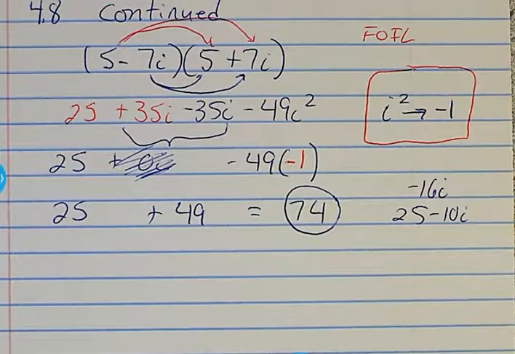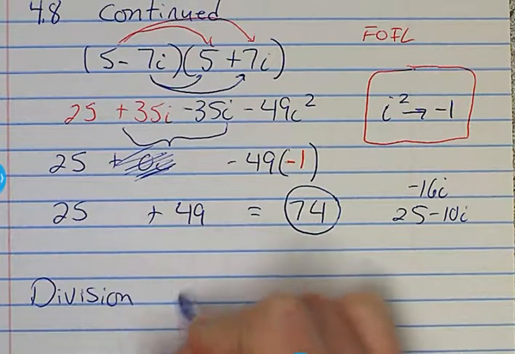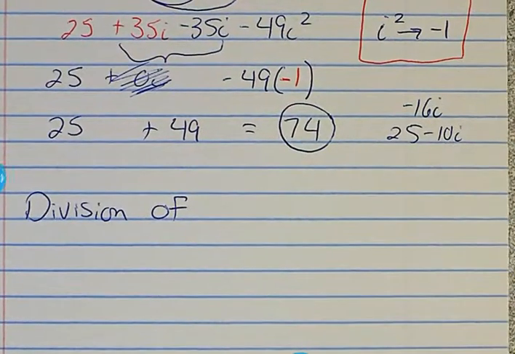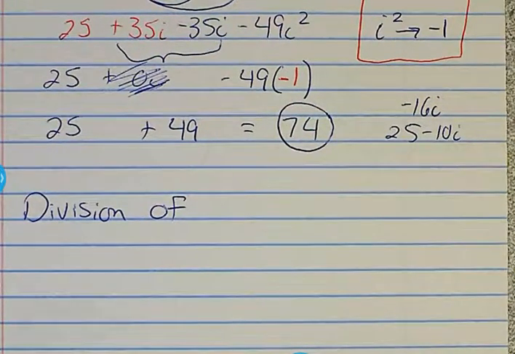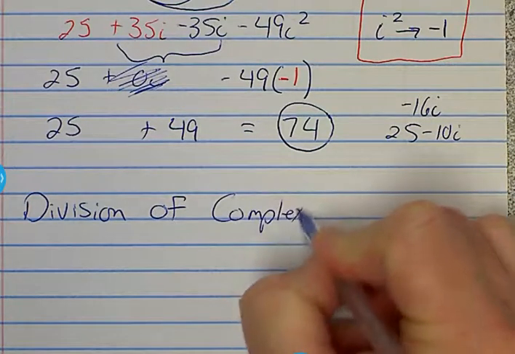Okay, and that's going to walk us up to the last thing as far as our operations go. The last thing is division. Division is kind of like what we did before when we were simplifying. Division is not really division. It's really just a different kind of multiplication problem.